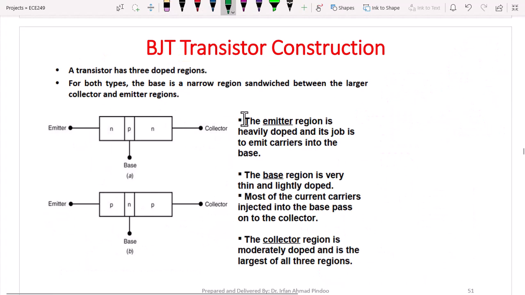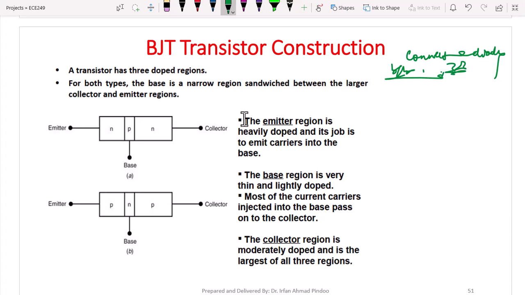Now in the construction details, there are some very important points that will make us understand why a transistor is different from a diode. Sometimes the question will come, if we connect two diodes back to back, will it create a transistor?